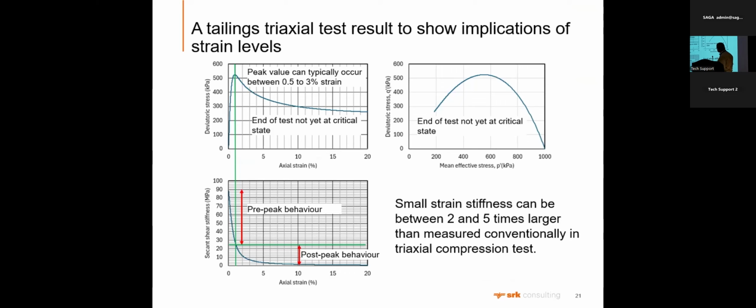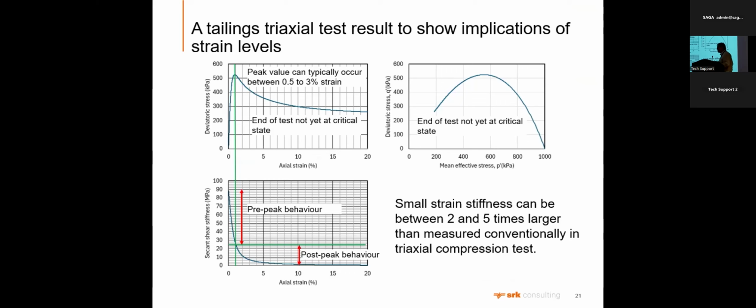So on this picture, I'm showing that if you were to take this stress-strain curve and evaluate the secant shear stiffness, you can see that the initial portion is between 90 megapascals and about 25 megapascals. And then post-peak is all these small numbers between, I don't know, 25 down to almost zero.